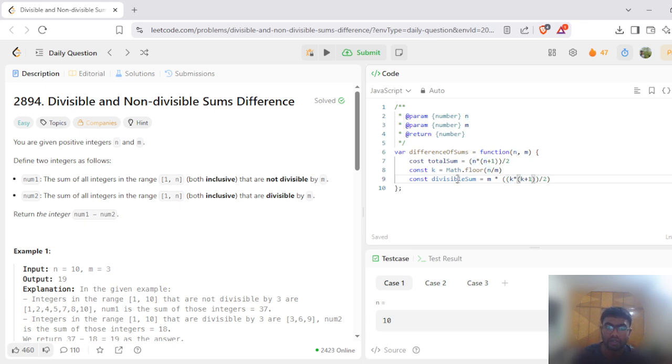This would give us the part of nums2 which are divisible by m. So now let's say we want to calculate the non-divisible sum, which would be equal to the total sum minus the divisible sum, and our output should be the non-divisible sum minus the divisible sum. So yeah, let's try submitting the solution.